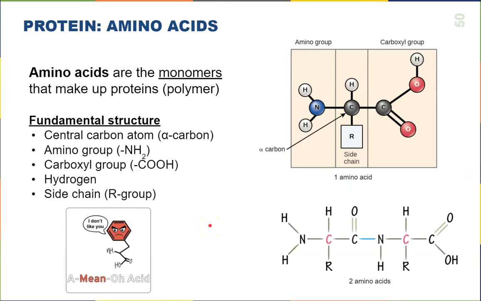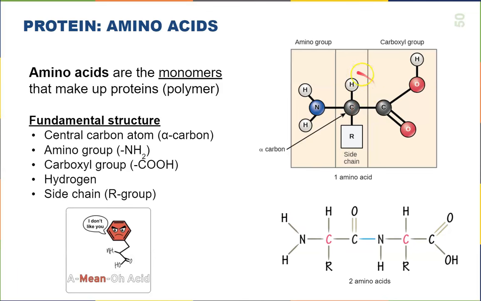So proteins are made up of amino acids. That's the monomer. The protein is the polymer. So their fundamental structure is this right here. So this is an amino acid. That's just one. Now we're going to link these together, right? This is the separation by what? Dehydration synthesis, right? So this is two amino acids together.